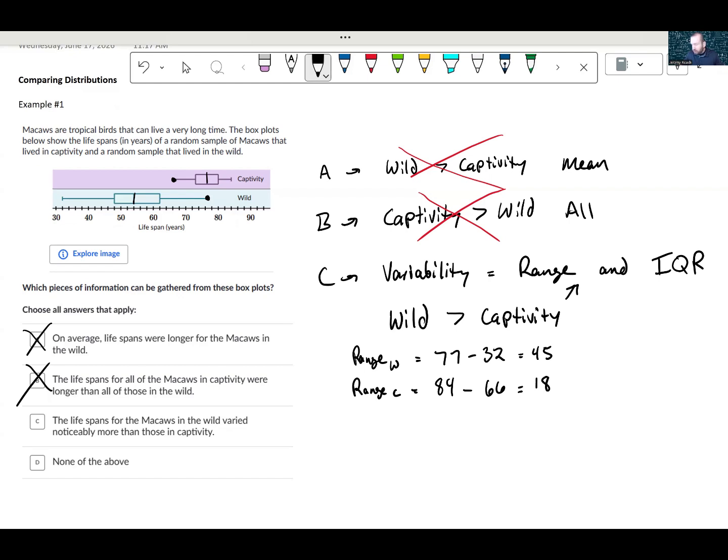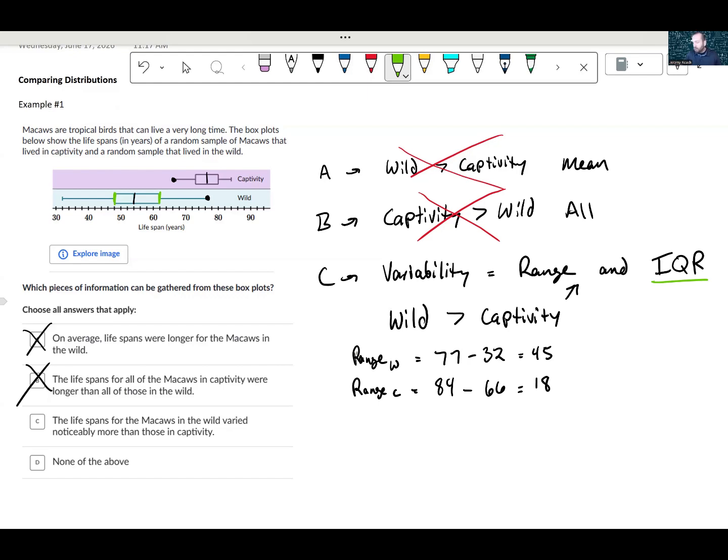And we get 18. So now we can see that the range is greater for the birds in the wild, for the macaws that are in the wild. So far we're good with variability in terms of range. Let's check the IQR now. The IQR just tells us that we're checking from quartile 1 to quartile 3. So from here to here, and we're essentially finding the range between Q3 and Q1. It's the interquartile range, and that should be a review for you.